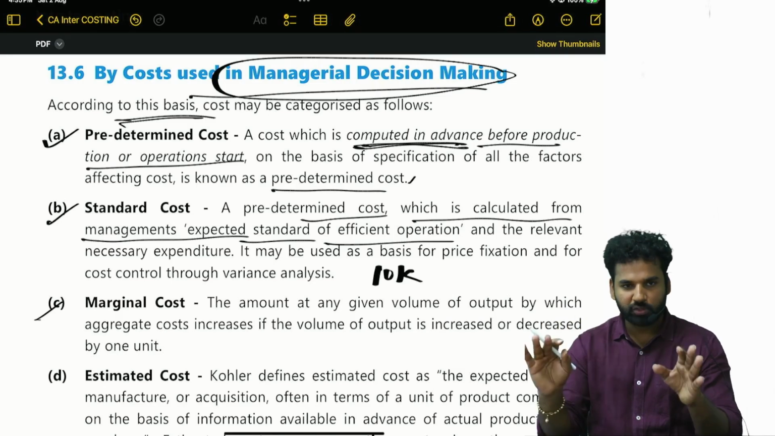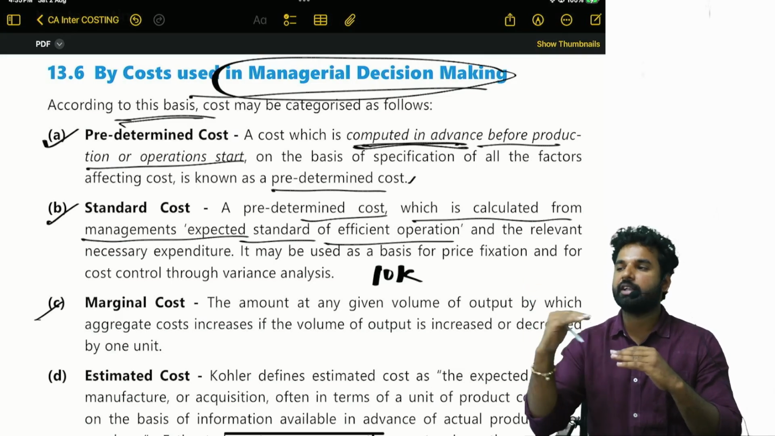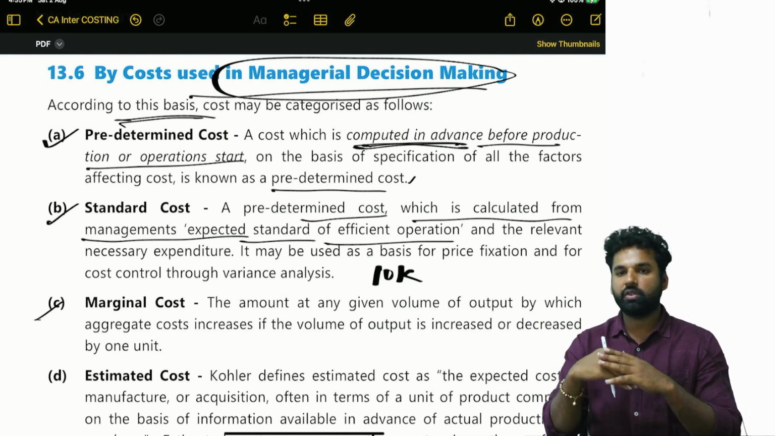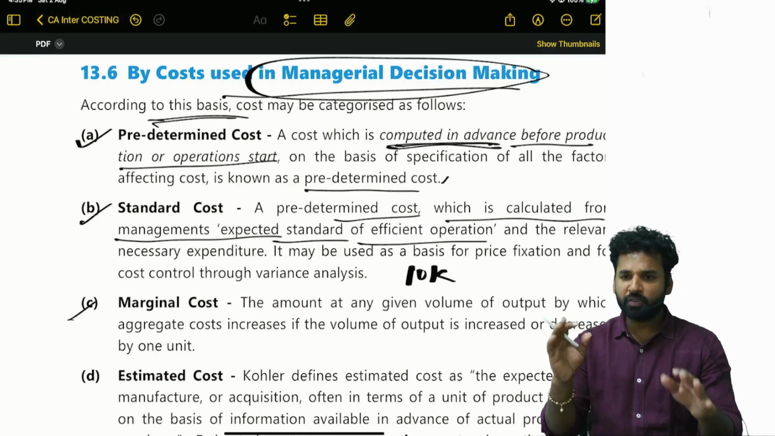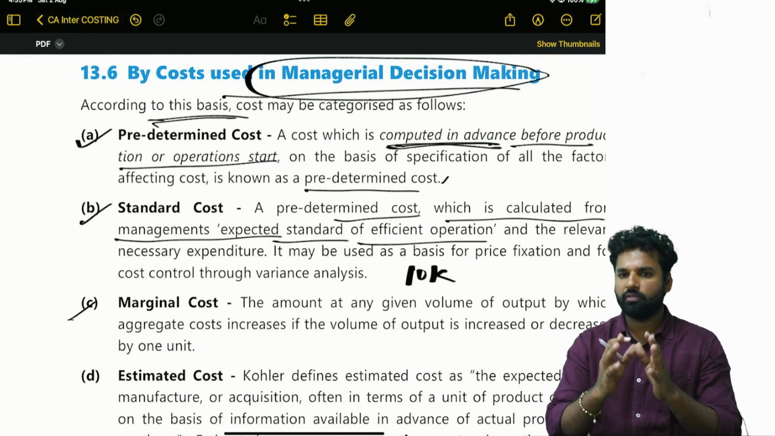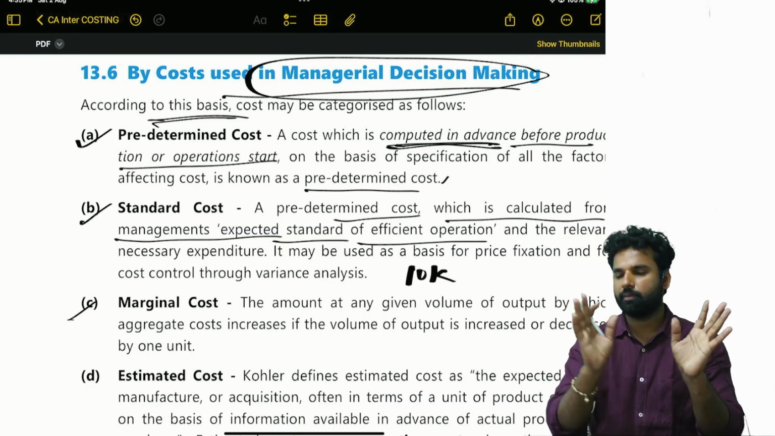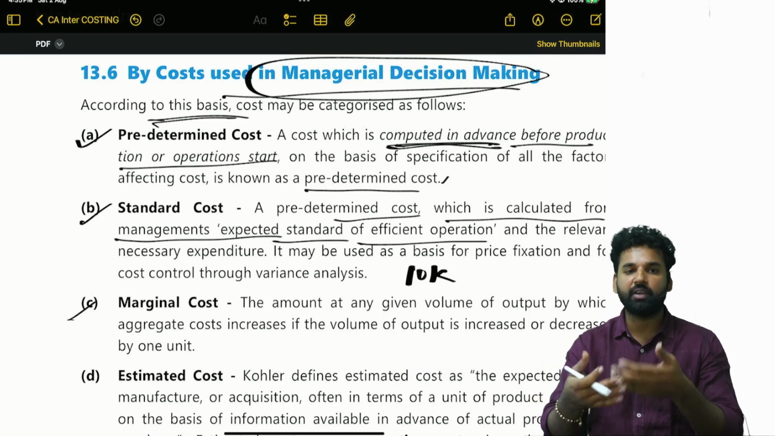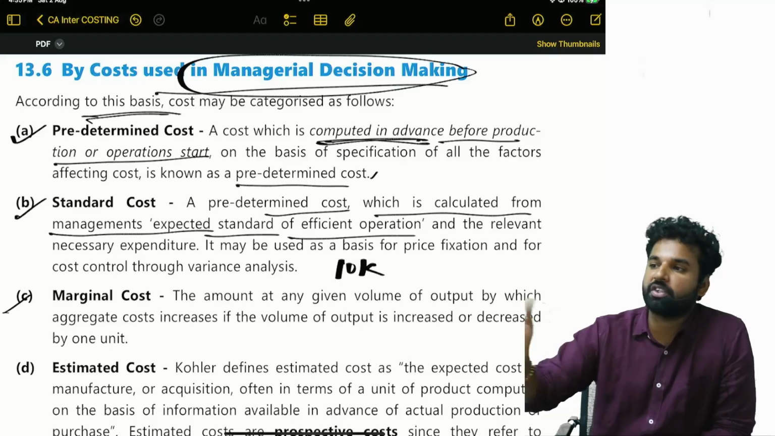Standard is not actual. Standard means this is the cost which we need to achieve. We are putting it as a target. So standard cost means, for procuring the raw materials, or placing the order, or for the transportation, this shall be the amount we should meet. More than that, we cannot incur. That is a standard cost, that is target cost, which is calculated from the management's expected standard.